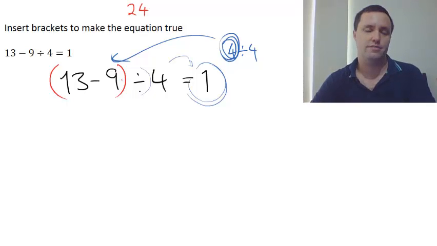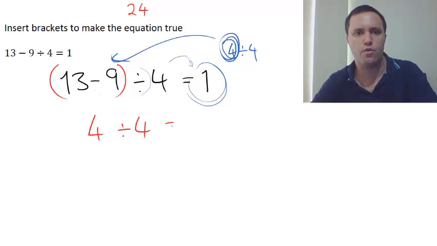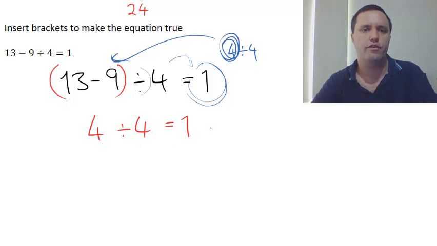Now, always with these, carry the expression out, calculate it to see if you are correct. So 13 minus 9 is 4, divided by 4 equals 1. 4 divided by 4 equals 1. Yay! Super fun. Totally correct.